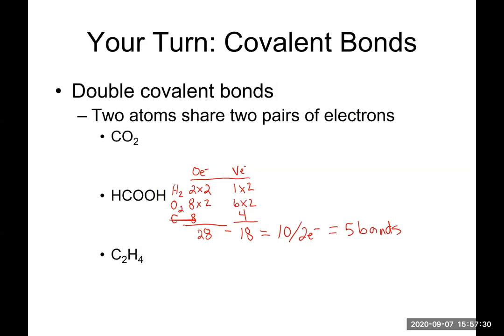And now we'll draw the structure. I'll just do it in a different color so that it's not all running together here. So we have a central carbon. And that carbon, remember, has to have 4 bonds. So it is bonded to 2 oxygens and a hydrogen.